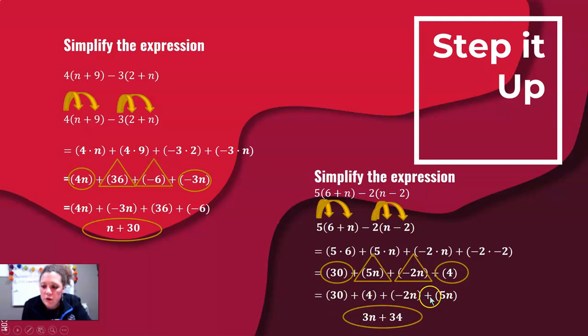And then negative 2n plus 5n. So negative 2 plus a positive 5 is going to be a positive 3n. I know I kind of put them in a different order. I wrote my answer in standard form where the variable should be first, constant should go at the end, okay? But if you put 34 plus 3n, it's also correct. It would not be wrong.